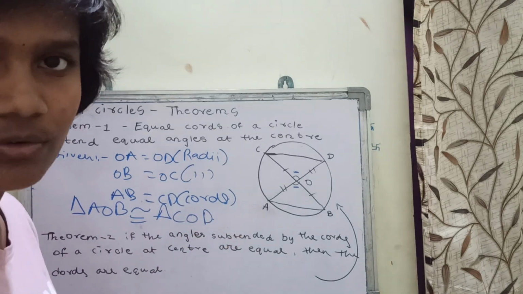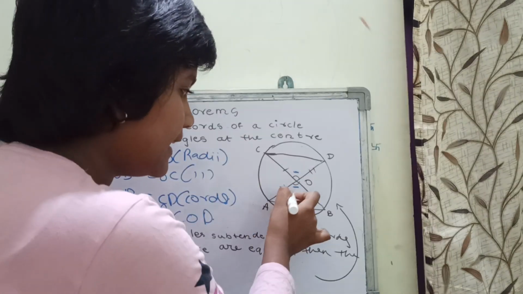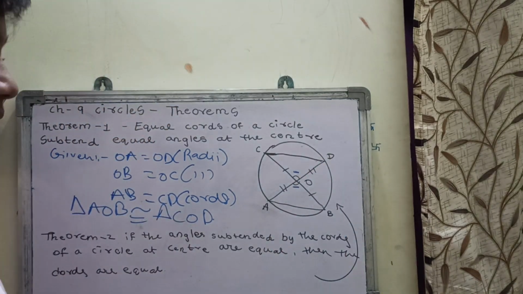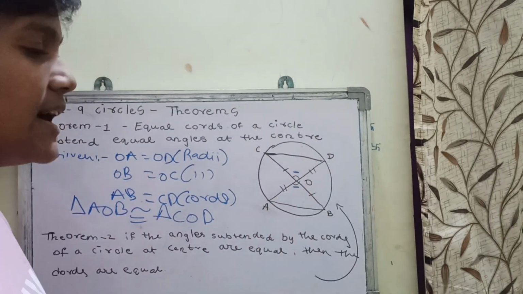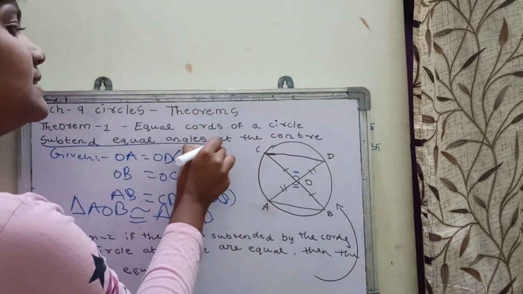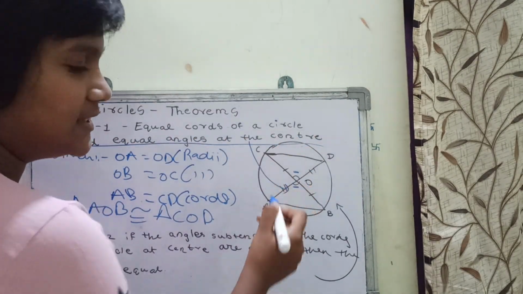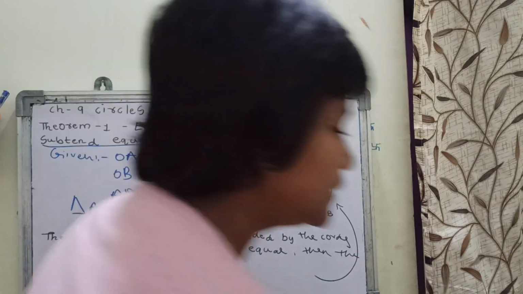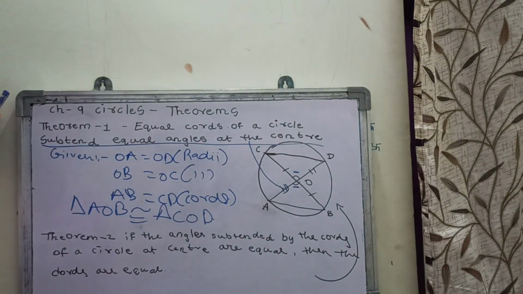If they are congruent, we can say that angle AOB is equal to angle COD by CPCT, right? By CPCT, we can prove that these angles are equal. So what else did they ask? Subtend equal angles at the center. We proved they are equal. So this is theorem 1. Theorem 2 is exactly opposite to theorem 1.